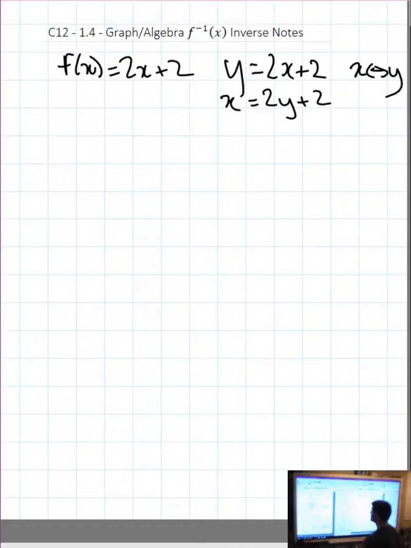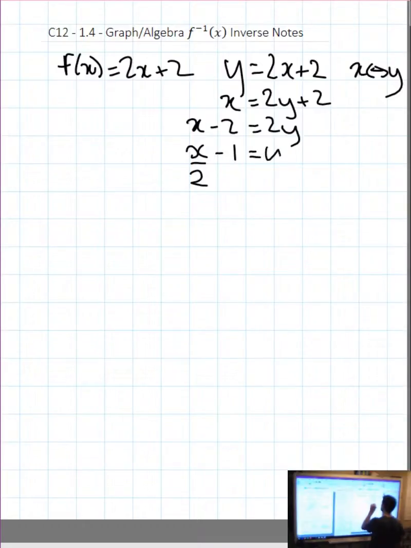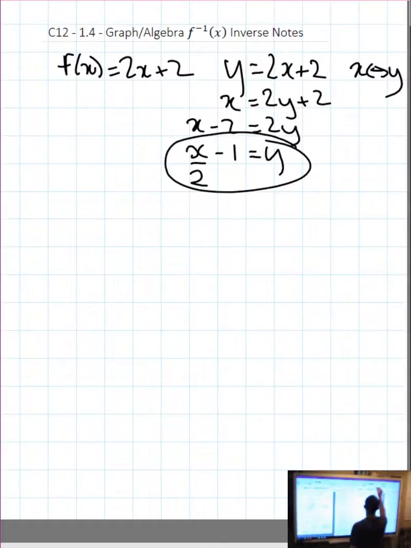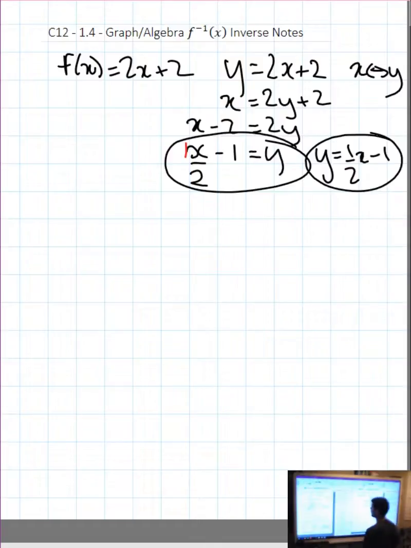Now usually we want to solve this equation. So if I simply do my algebra and I subtract 2 from both sides, I get x minus 2 equals 2y. And then if I divide both sides by 2, I get x over 2 minus 1 equals y. And feel free to mirror the equation and call it y equals 1/2 x minus 1 if you like, or whichever. Some people like it better that way.